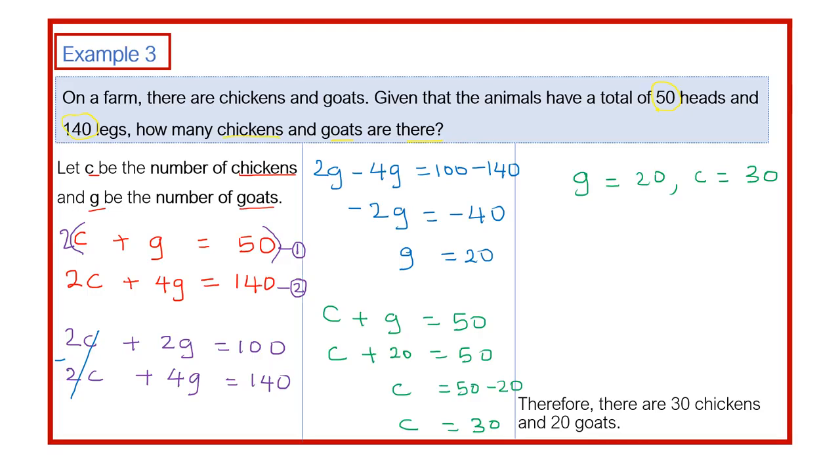I hope you can see how systems of linear equations can be used in real life.